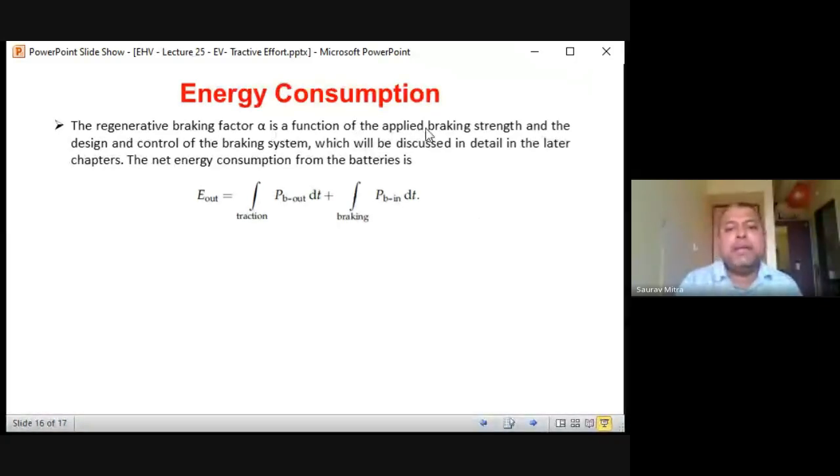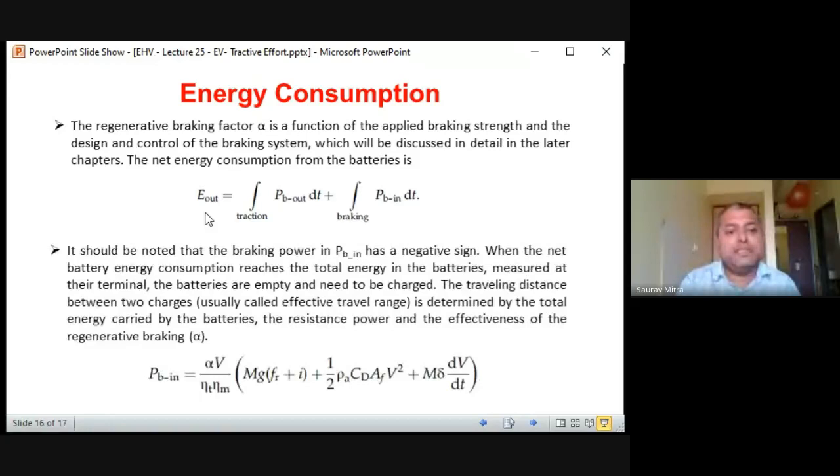It is a function of the applied braking strength and the design and control of the braking system, which will be discussed in detail in later chapters, because we have already studied regenerative braking. So the net energy consumption from the batteries is traction power PB out plus braking power PB in. Whatever braking power we are generating is doing two things: one is braking the vehicle, and second is generating regenerative braking. That regenerative braking and output power is the actual E out of the system.